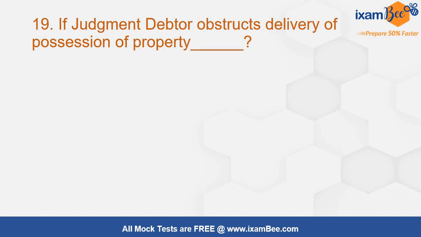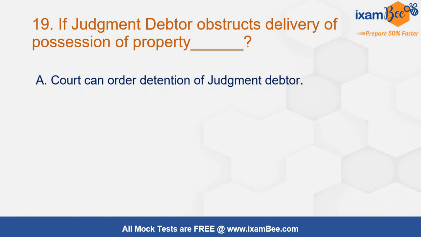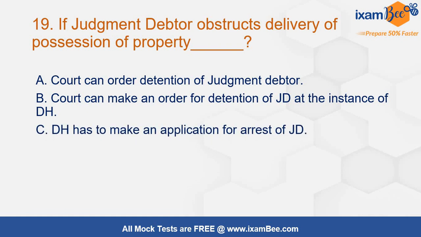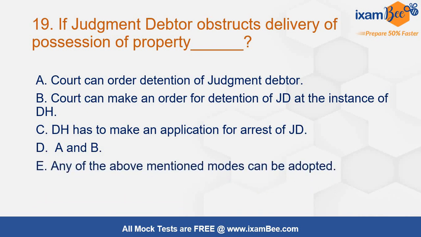If the judgment debtor obstructs delivery of possession of property, then the court can order detention of the judgment debtor. The court can make an order for detention of JD at the instance of the decree holder. The decree holder has to make an application for arrest of the judgment debtor. A and B, any of the above mentioned modes can be adopted for this. Answer is B. The court can make an order for detention of JD at the instance of DH. Obviously, that has to be at the instance of DH.